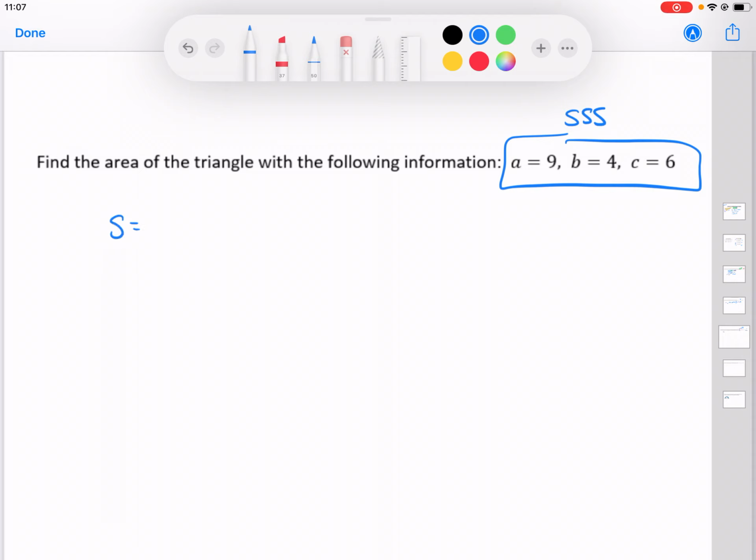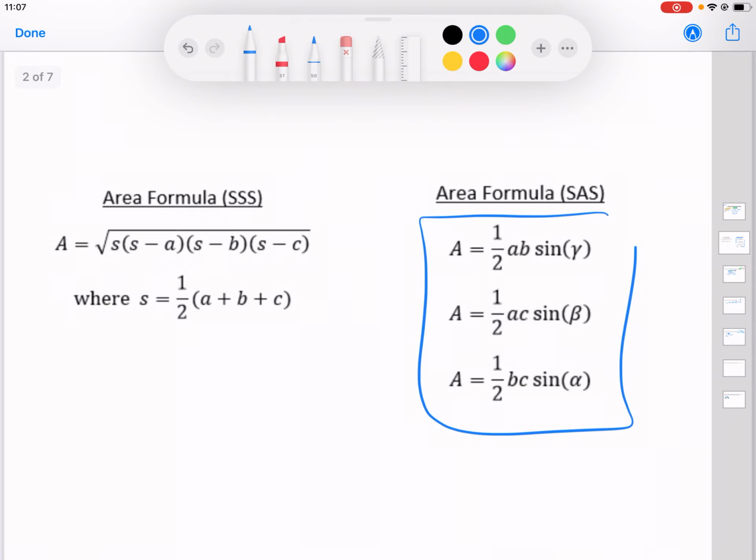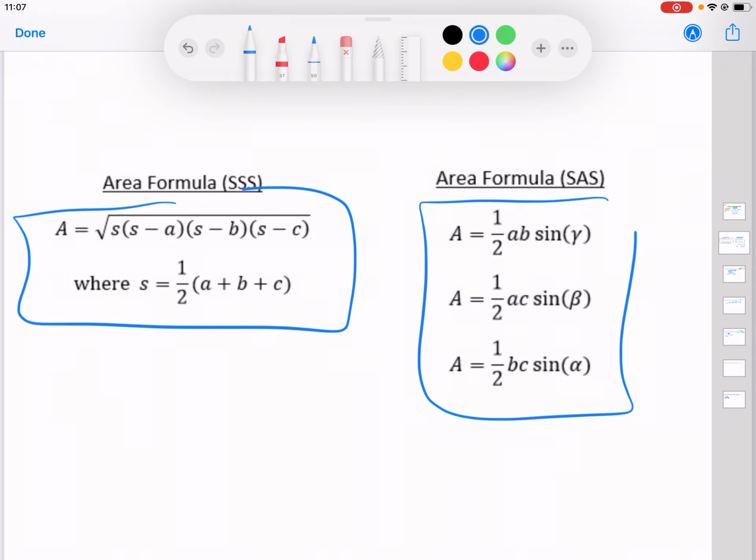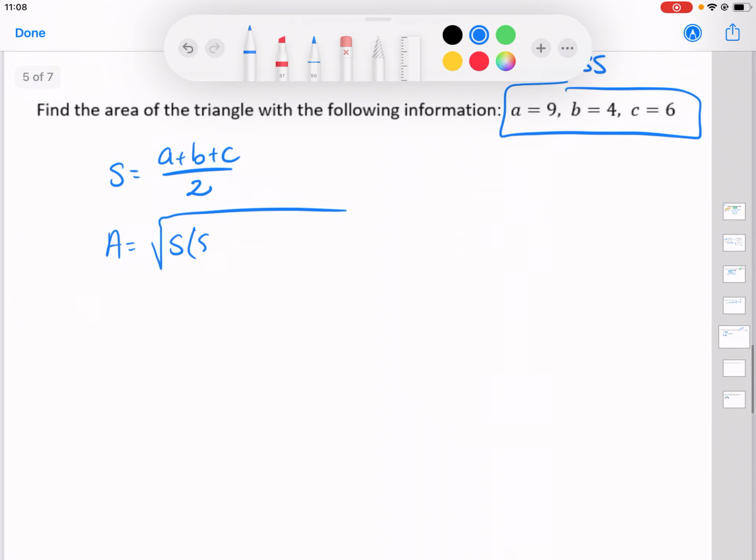So remember, S represents your A plus B plus C over 2. And then the area would be the square root of S. And if you're wondering where I'm getting this, it's all this right here. So this was written 1/2 times all those. You can write it either way. So S times S minus A times S minus B times S minus C.